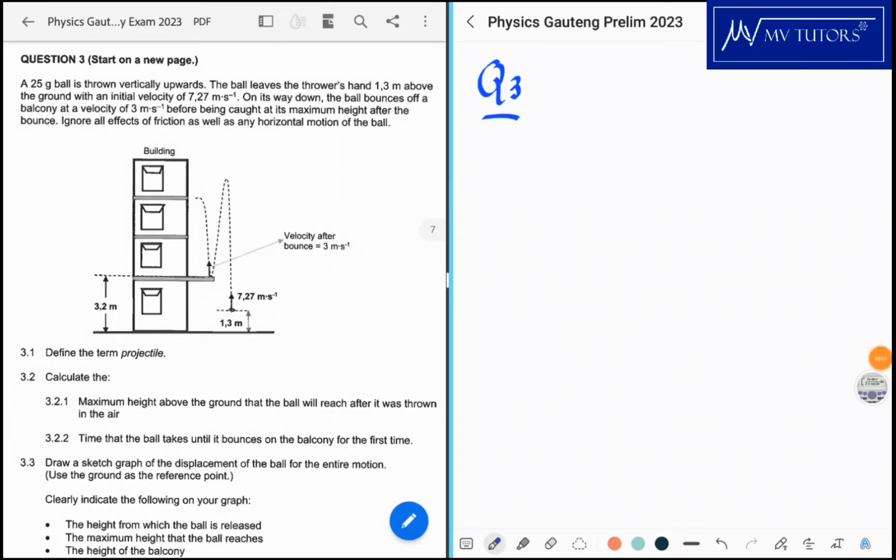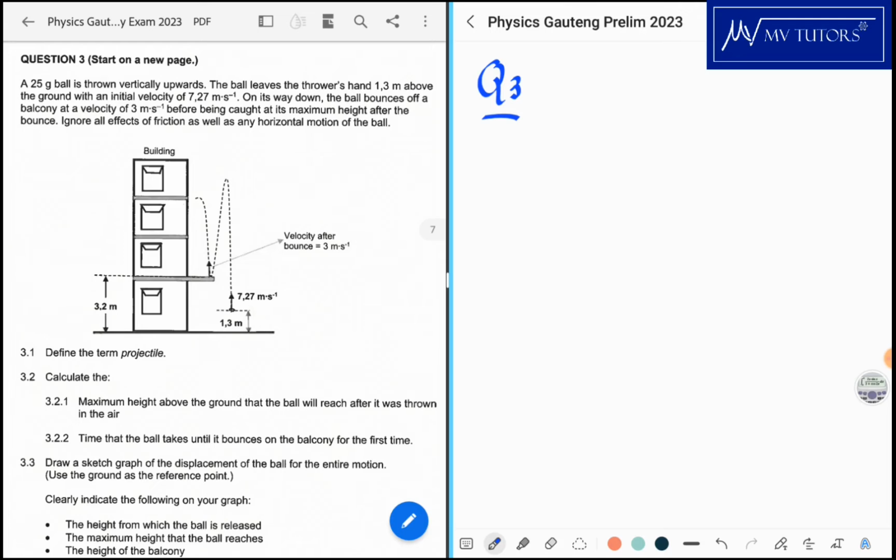Question 3. A 25-gram ball is thrown vertically upwards. The ball leaves the thrower's hand 1,3 meters above the ground with an initial velocity of 7,27 meters per second. On its way down, the ball bounces off a balcony at a velocity of 3 meters per second before being caught at its maximum height after the bounce. Ignore all effects of friction as well as any horizontal motion of the ball.